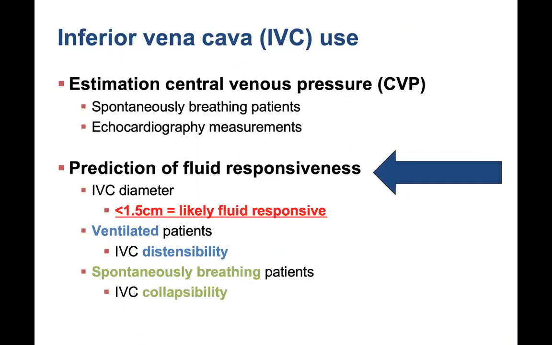Now we're going to move on to talk about prediction of fluid responsiveness. So we'll talk about IVC diameter, less than 1.5, likely fluid responsive. Ventilated patients, we're going to use IVC distensibility, and spontaneously breathing patients, we're going to use IVC collapsibility.